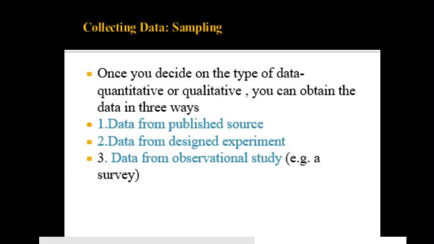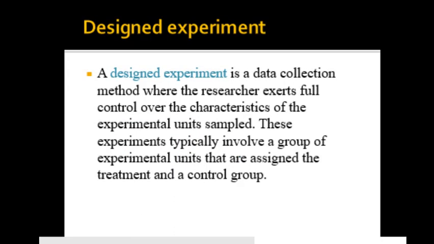The first one would be to collect data from an already published source. So you can just use the internet or some published source. The second would be when we collect data from a designed experiment. And then the third one would be collecting data from an observational study, such as a survey. And let's see what each of these, designed experiment and observational study, means in a very basic definition.